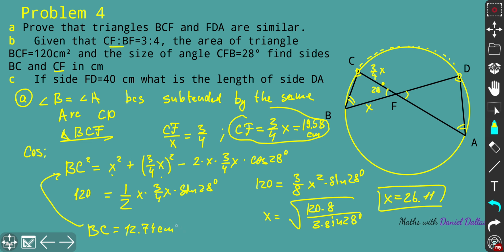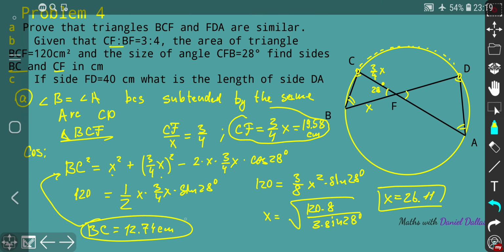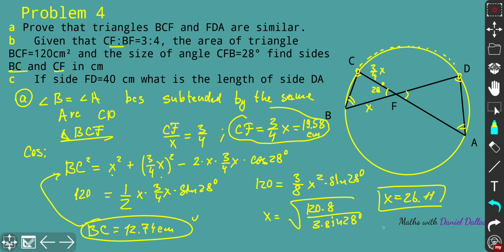Okay, so what I've got is BC equal to 12.74 centimeters. So let's recap. We've got BC right there, and we've got CF, which is right here. So we've got all the values, and now let's go to part C.